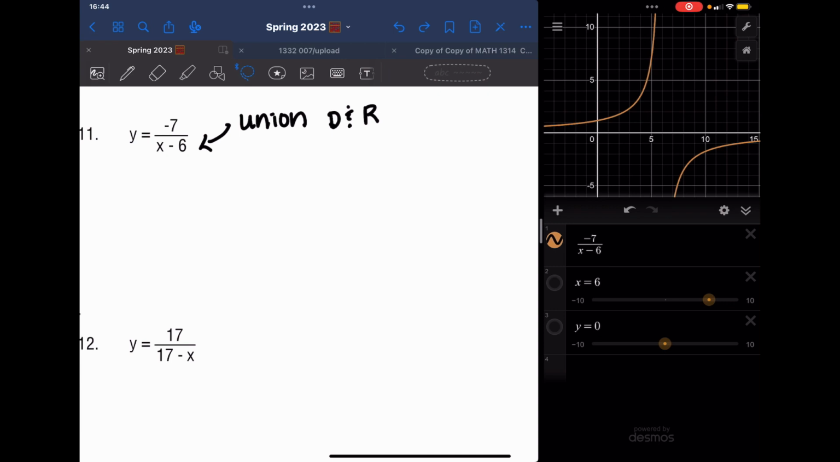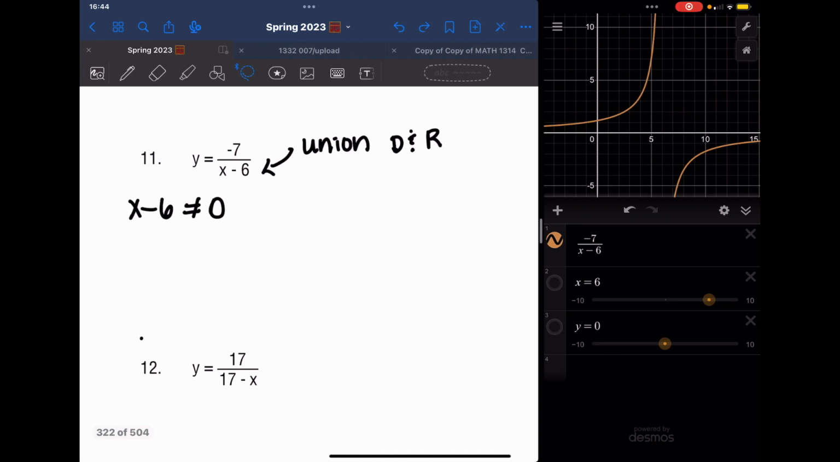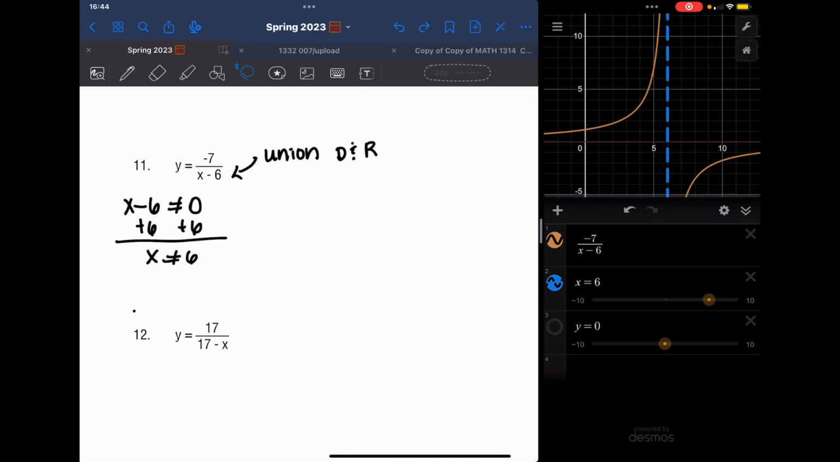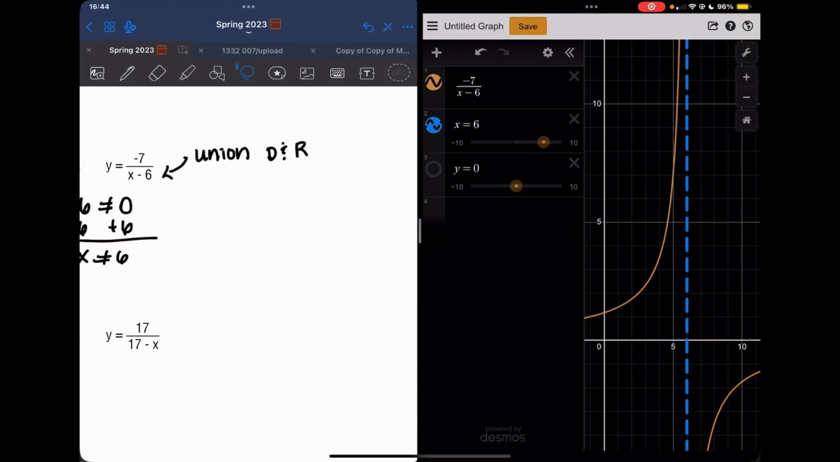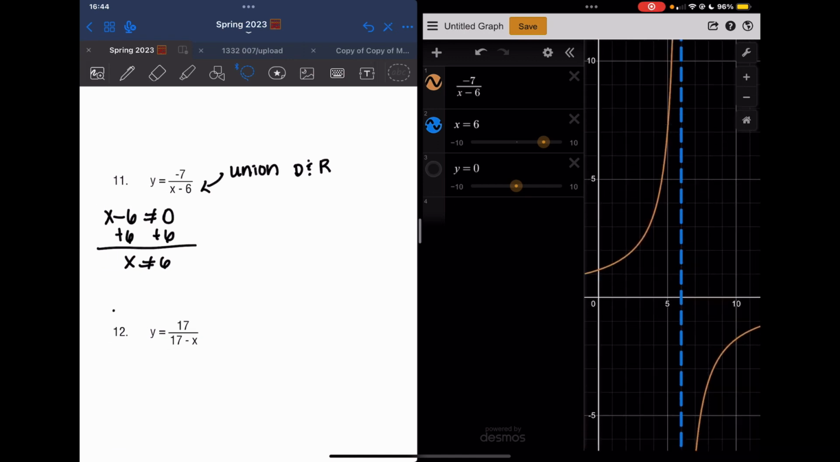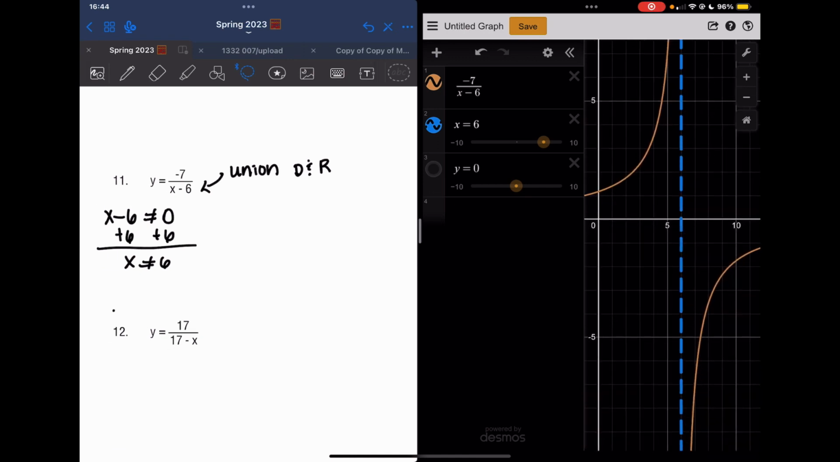Let's look for the domain first. We're going to say x minus 6 cannot equal 0, and then solve for x. So add 6 to both sides. x cannot equal 6, so that's where we're going to have our break. And we can illustrate this with a vertical asymptote where x equals 6, because our graph just approaches that. It doesn't ever touch that vertical asymptote.